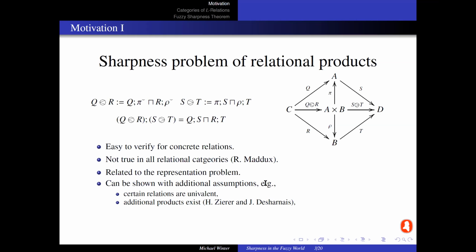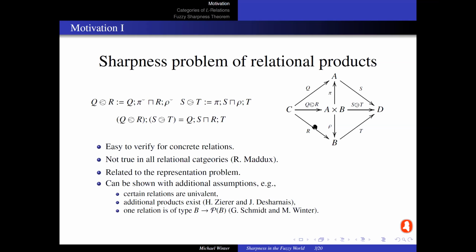So for example, if the product between C and A in this diagram exists, then the sharpness property for all relations is also valid. All relations of this typing, of course. What else could be done?